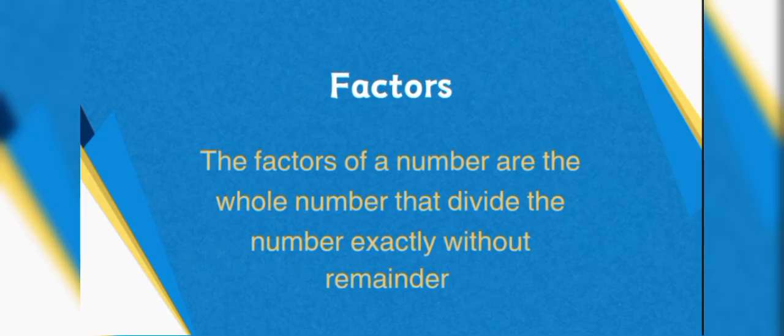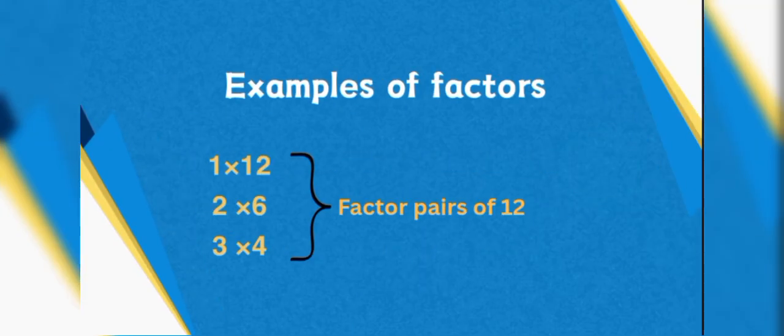Now, factors. The factors of a number are the whole numbers that divide the number exactly without remainder. Let's take 12 as a case study. You can see these are the factor pairs of 12. Once we multiply them together, you see it gives us 12. 1 times 12, 12. 2 times 6, 12. 3 times 4, 12. These factor pairs are gotten through the multiplication table.